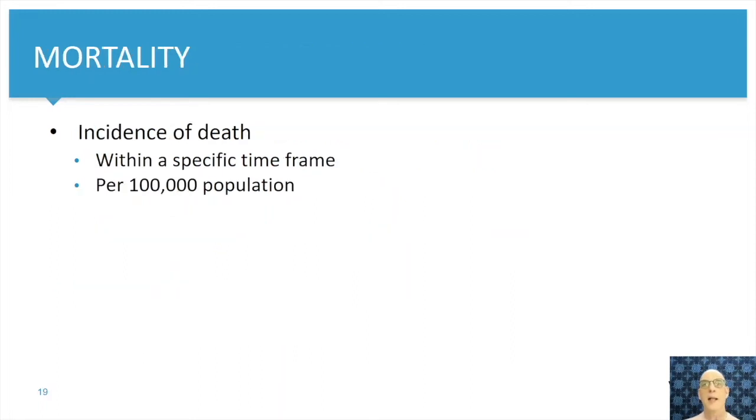Now let us look at mortality. Mortality is of course also a health event, and you can express mortality as the incidence of death. And mortality is often specified within a certain time frame, so the mortality risk in 1 year or in 10 years, or it is often expressed as population, the mortality risk per 100,000 population.